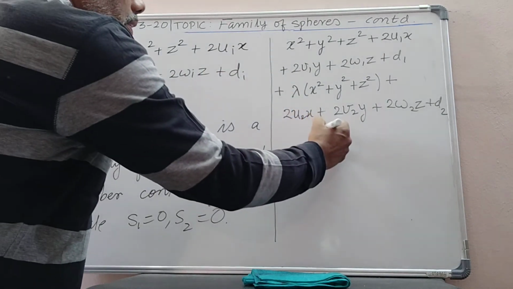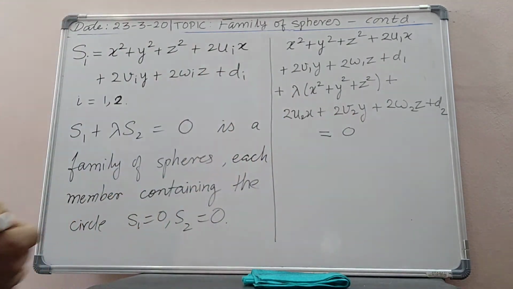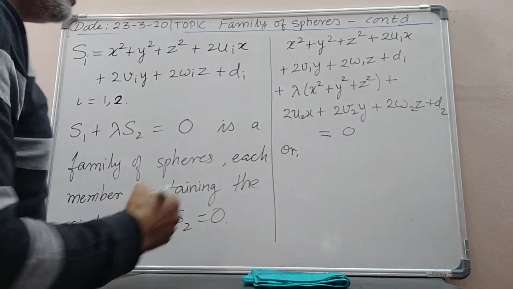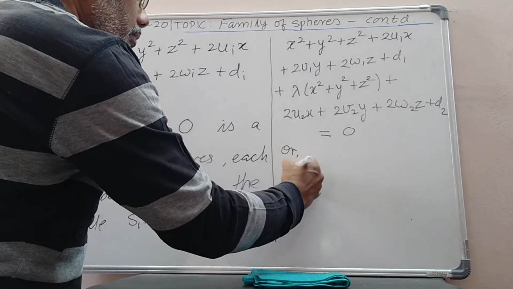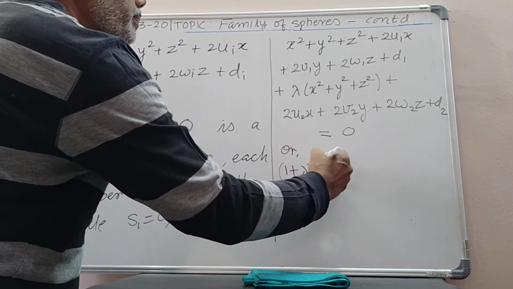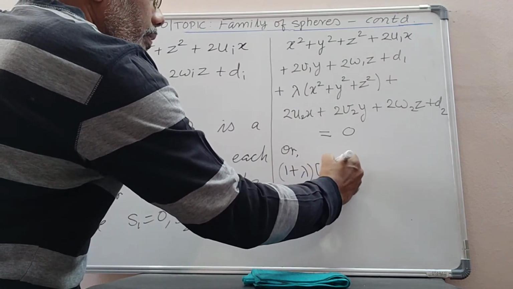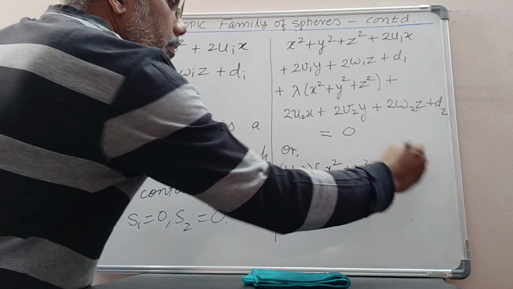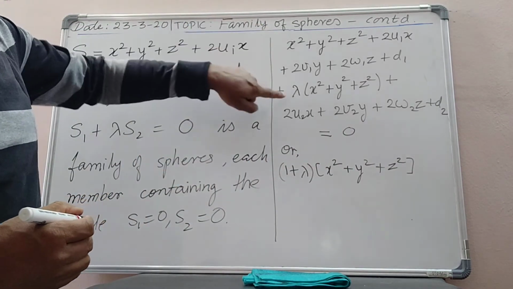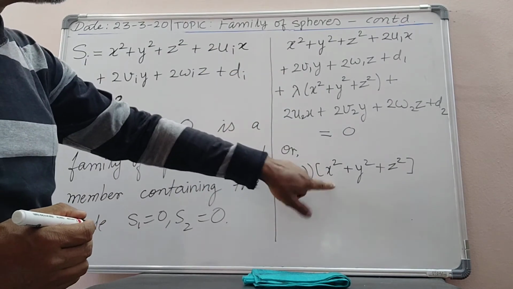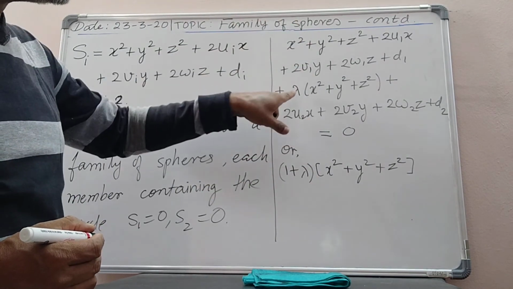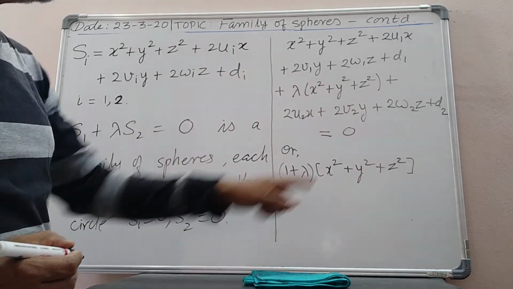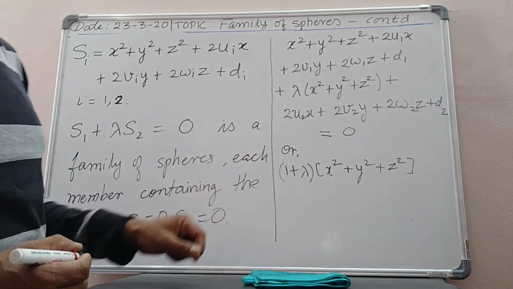So we are looking at x square plus lambda x square, that's here, y square plus lambda y square is here, and similarly z square plus lambda z square.